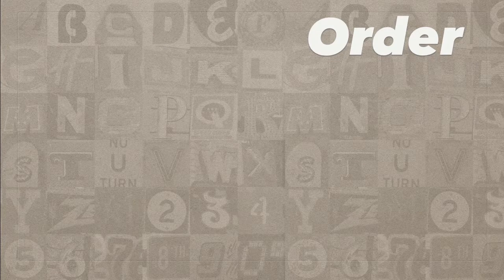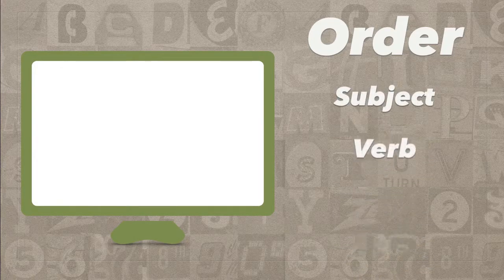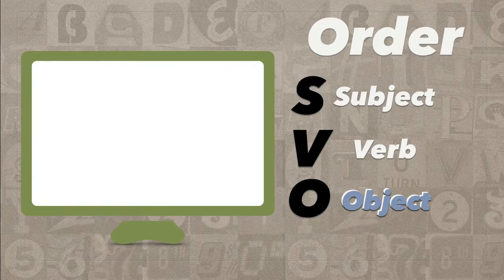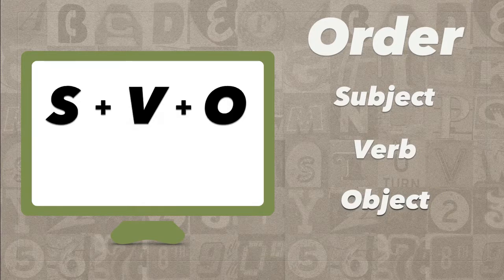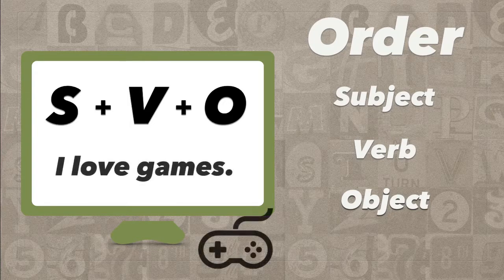A sentence also needs correct order. You'll need your subject and verb, and sometimes an object. However, the object is not required. It's up to the person who's creating the sentence. So we'll use S for subject, V for verb, and O for object. The correct order that you put these in is subject first, verb second, and object last. For example, I love games. Doesn't everybody?